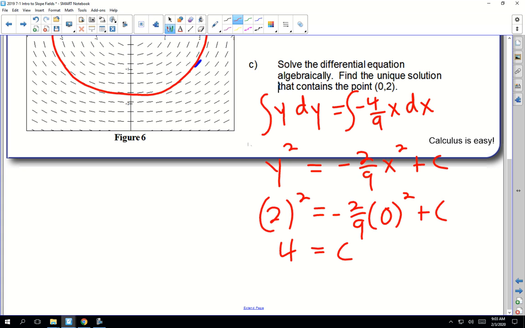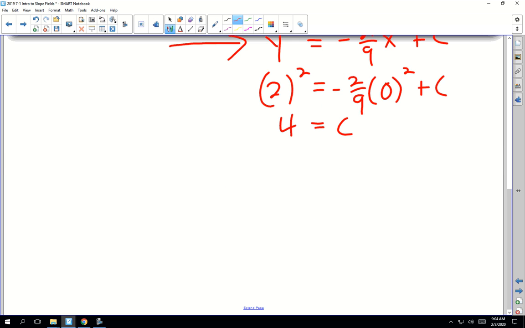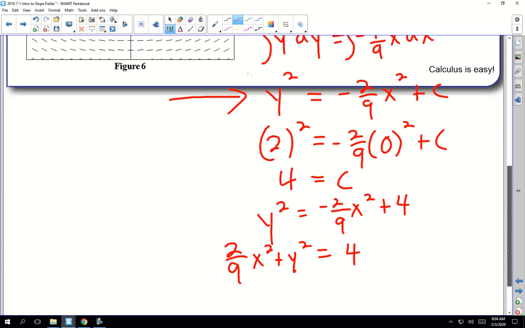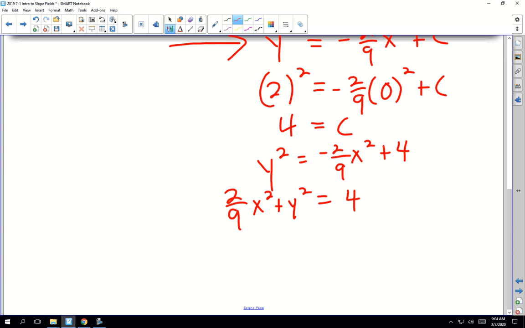And so my equation, going back up to this, we're just plugging in 4 for c. We've got y squared equals negative 2/9 x squared plus 4. The only other thing I need to do is move the 2/9 over, so I get 2/9 x squared plus y squared equals 4. And what's the final step to get it in standard form for an ellipse? Divide by 4, divide by 4, divide by 4. So this is y squared over 4 equals 1.